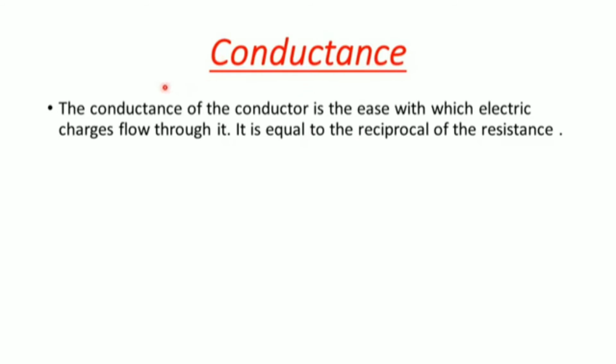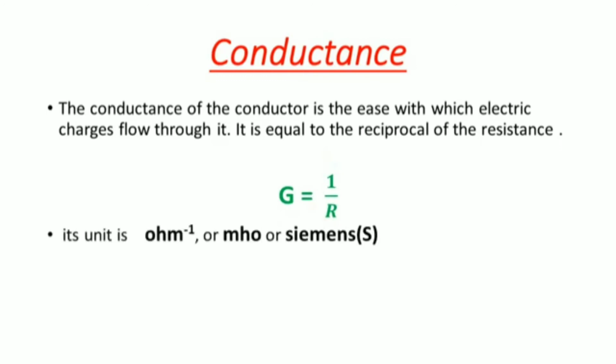Now we will understand another quantity that is called conductance. How will you define the term conductance? The conductance of the conductor is the ease with which electric charges flow through it. That is, the easiness with which electric charge flows through the conductor. It is equal to the reciprocal of the resistance. 1 by R is equal to conductance. It is denoted by letter G. G is equal to 1 by R is called conductance. What will be its unit? Ohm inverse or mho or Siemens. It is also called Siemens.